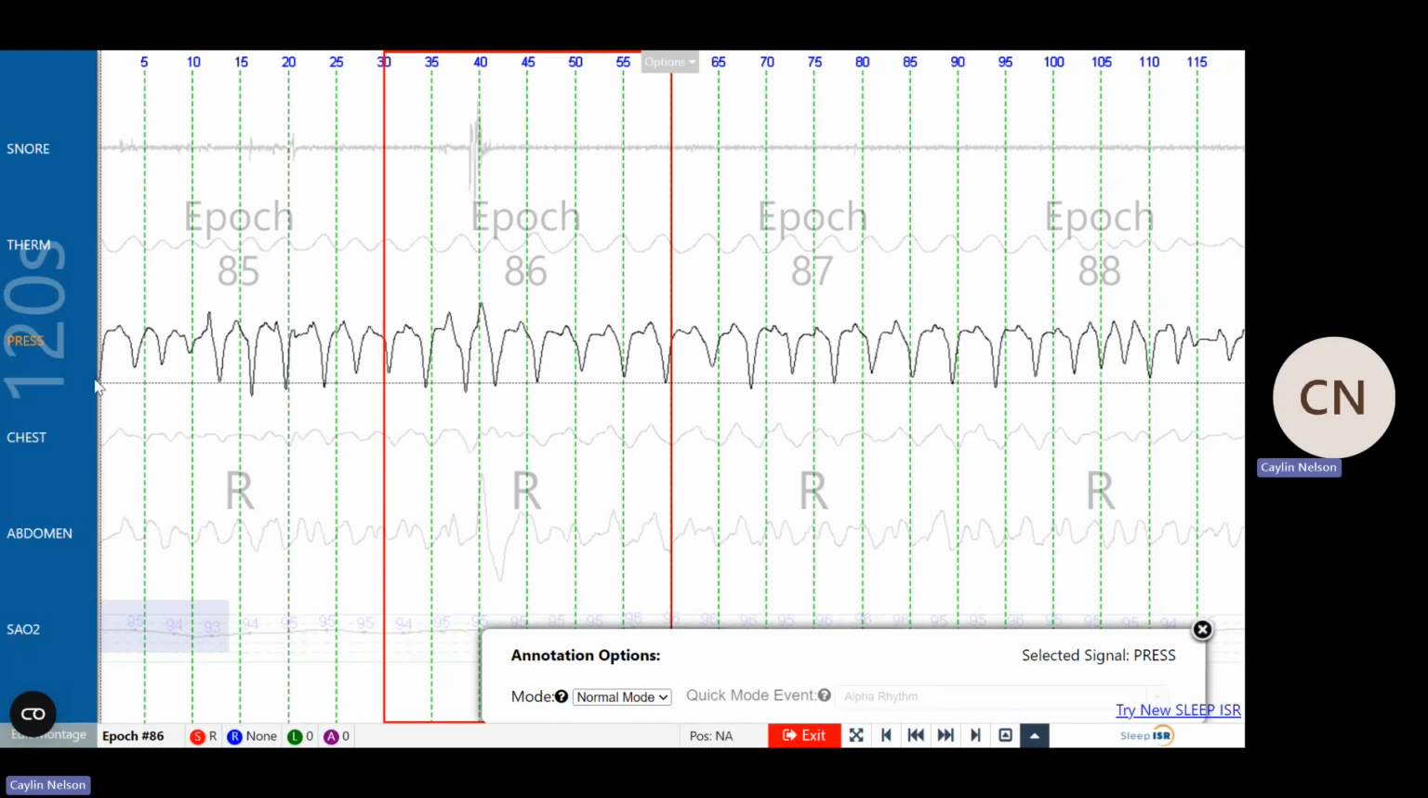So we're going to look at these flows here again, in your pressure channel specifically, to see if there's any changes in the amount of air a patient is breathing. So a change in the amount of air, so any shallow breathing, more than 10 seconds, that either leads to an arousal or a 3% desaturation is what we will designate as a hypopnea.